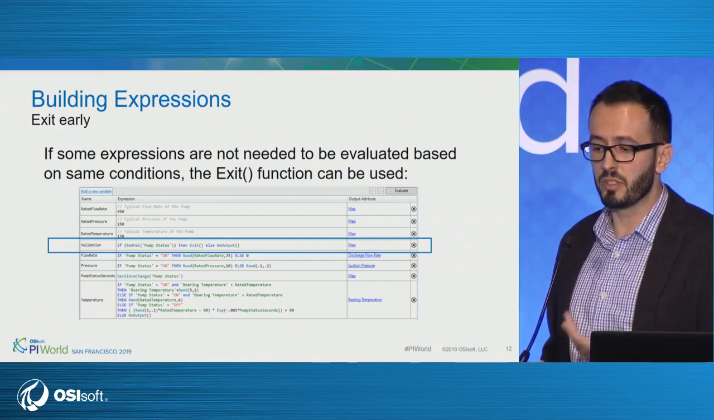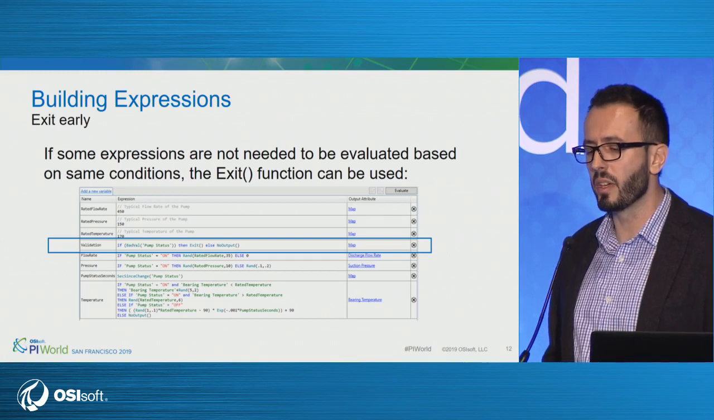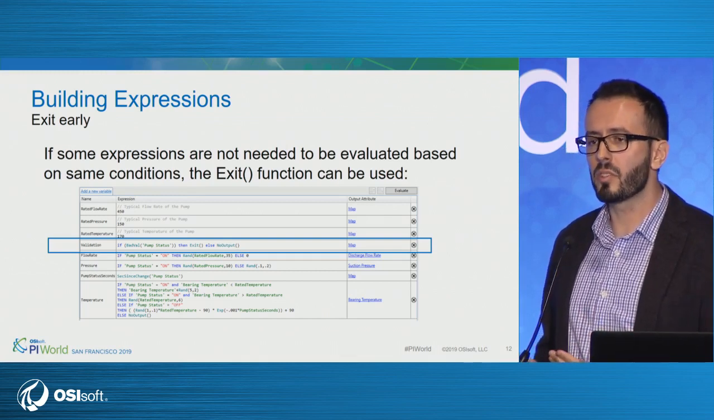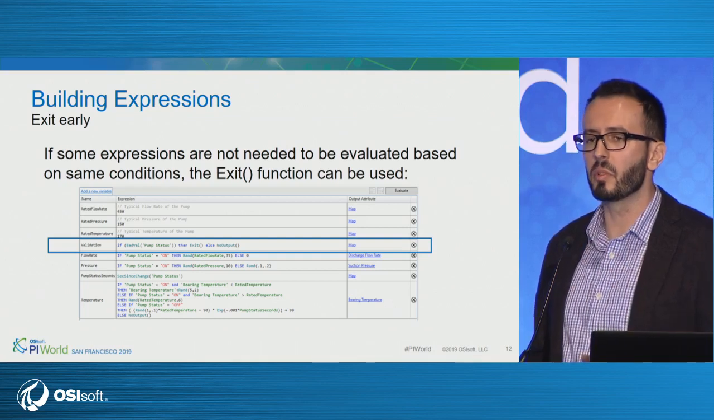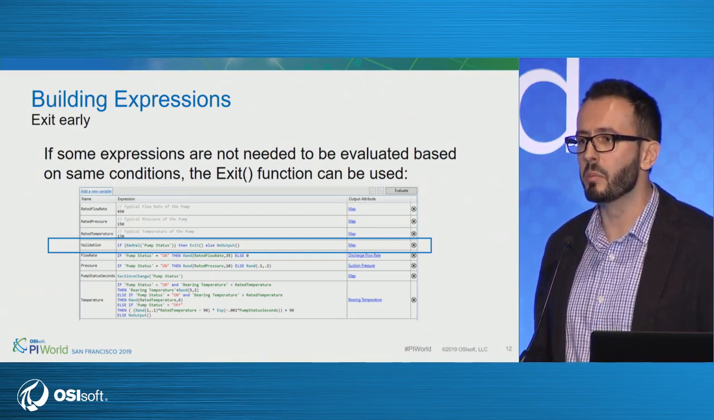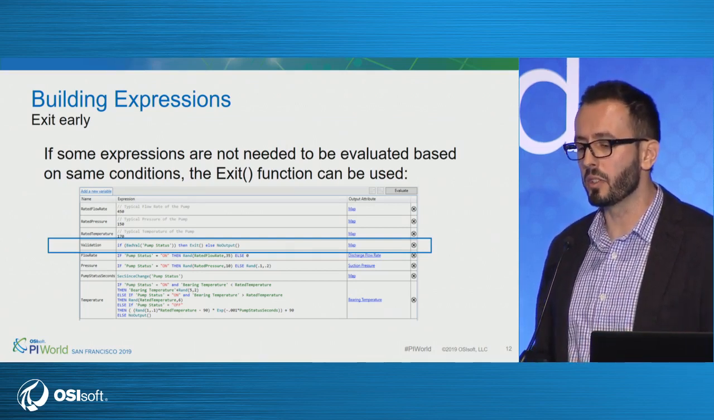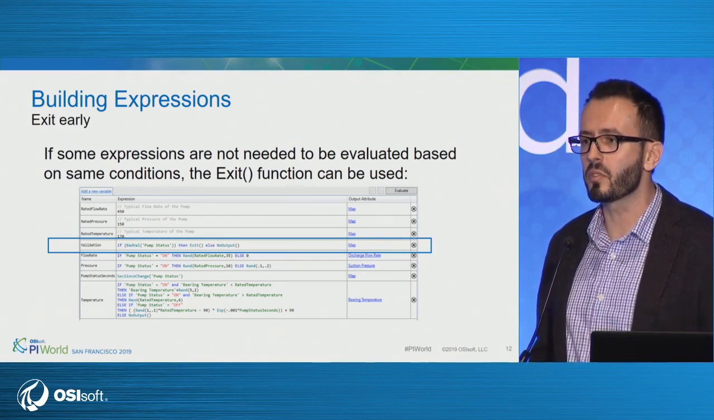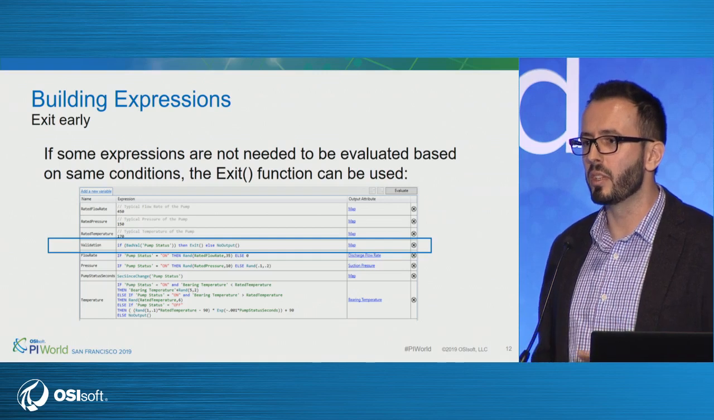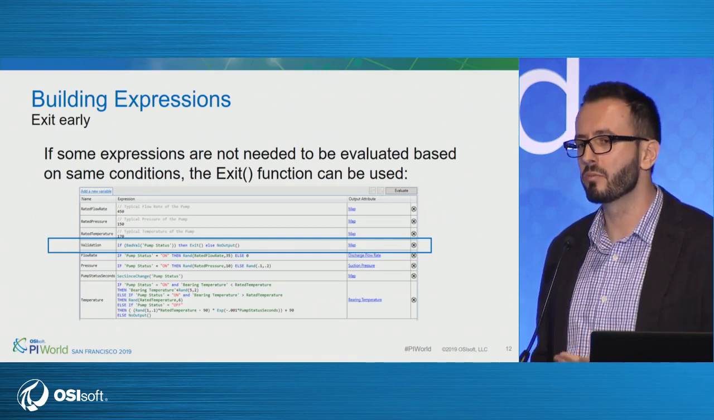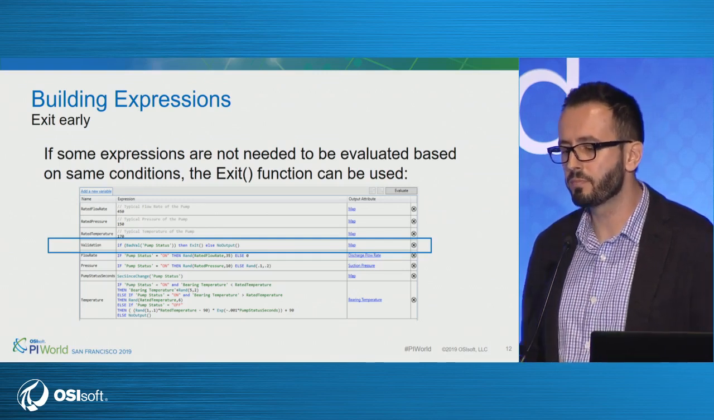Another example that I can think of off the top of my head is that the calculation could be triggering every day, but maybe you just want your expressions to be evaluated once a month, maybe on the first of the month. You can get around this using the exit function by just checking if it's day one of the month, and therefore do the rest of the expressions or just skip evaluating.